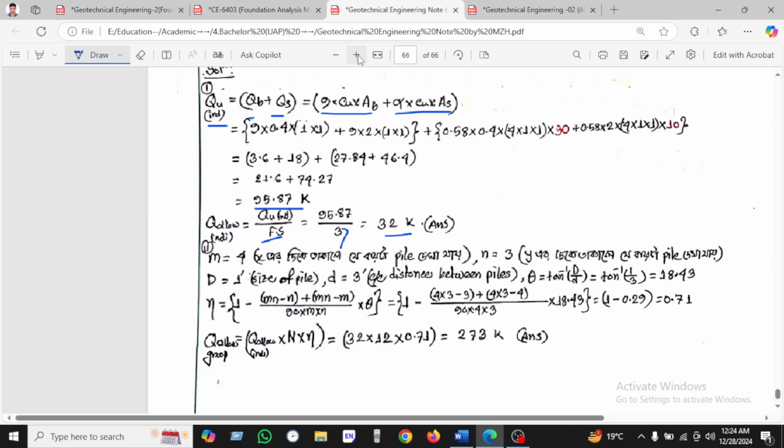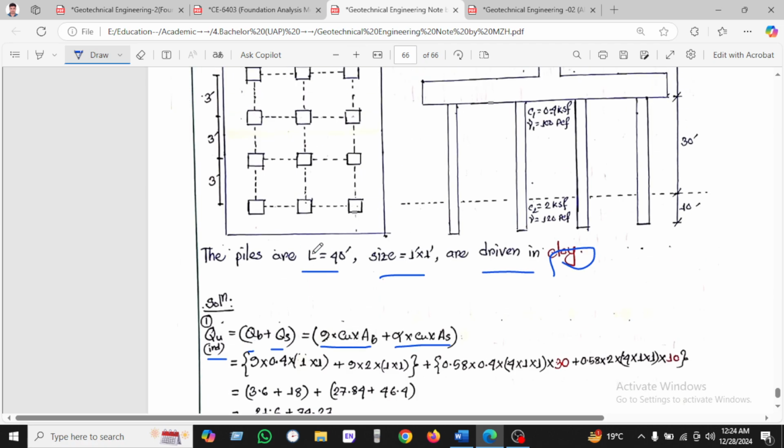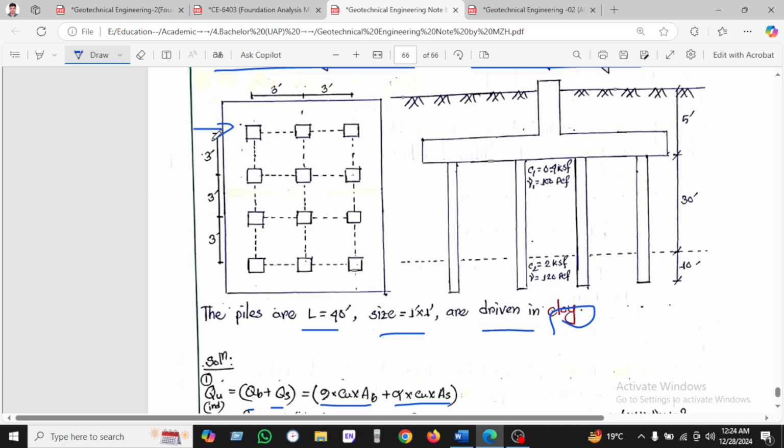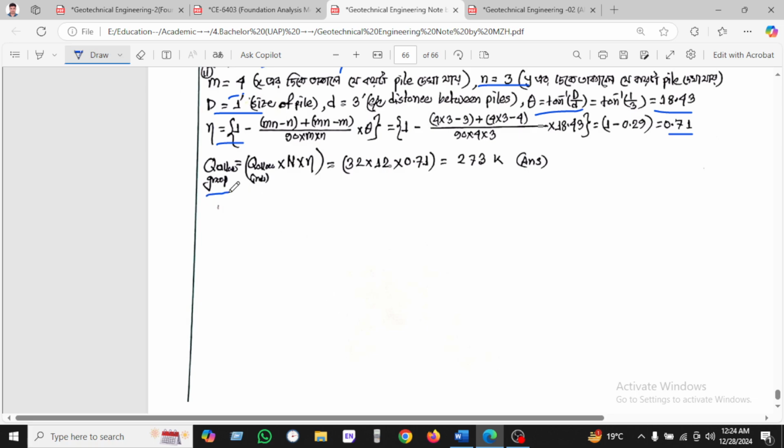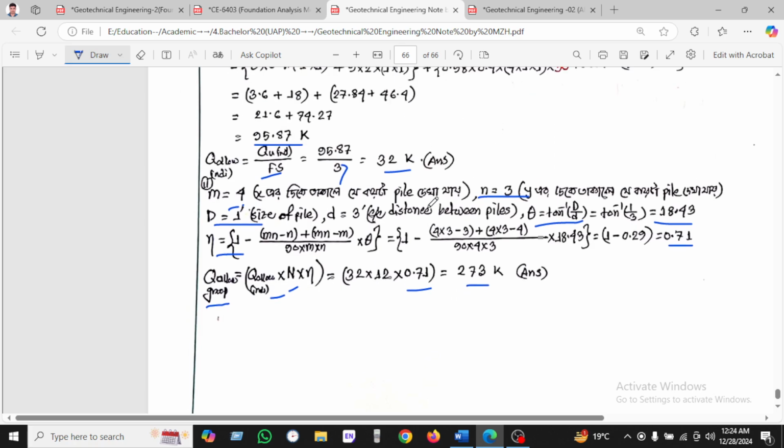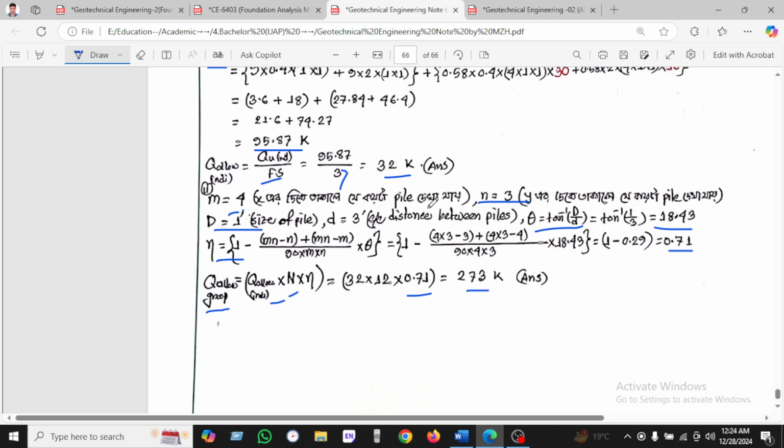Now we'll use m equal to 4, because when looking from the x direction we see 1, 2, 3, 4. That's why m is 4 and n is 3, and d equal to 1, and theta equal to 18.43, and the efficiency factor will be 0.71, and the allowable group capacity will be the allowable individual load times the number of piles times 0.7, which is 273 kilonewton. Okay.